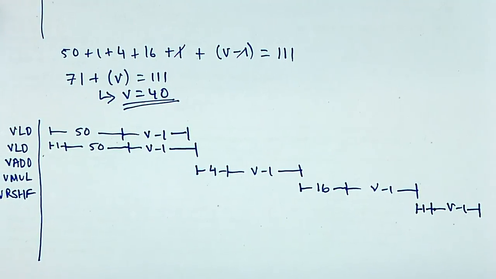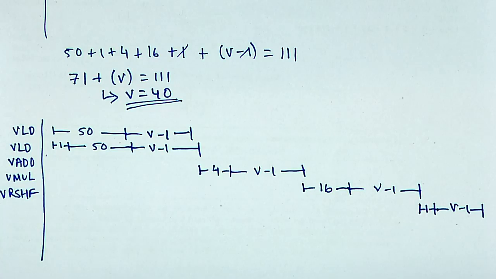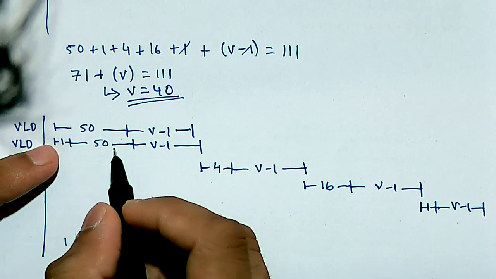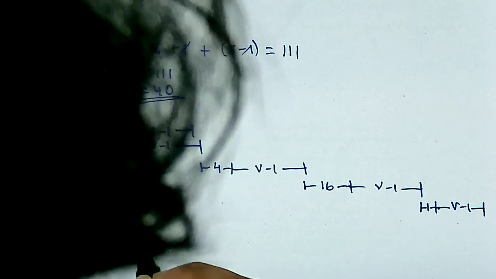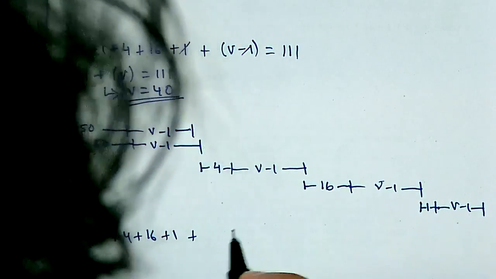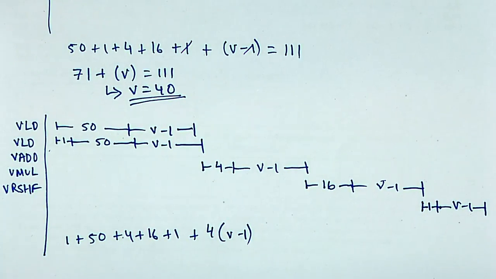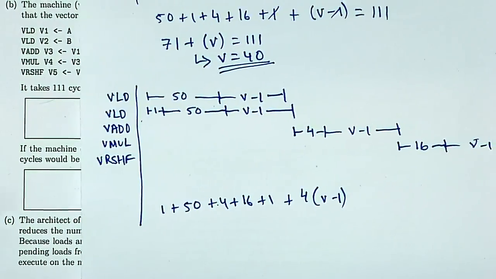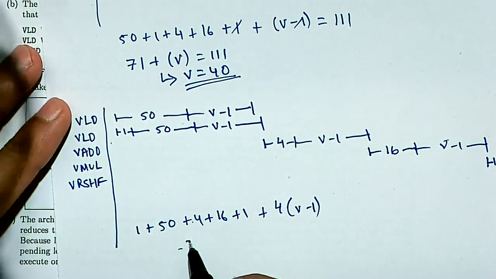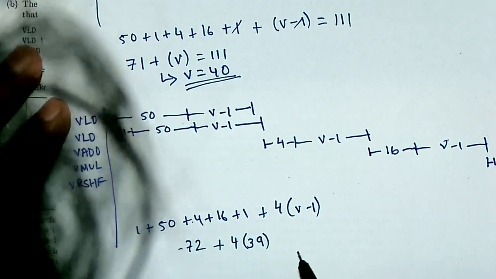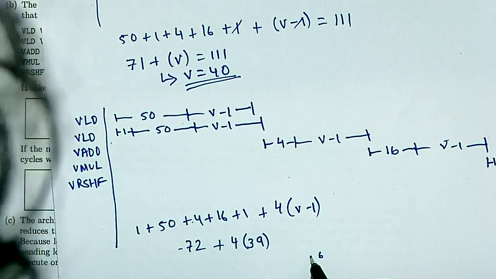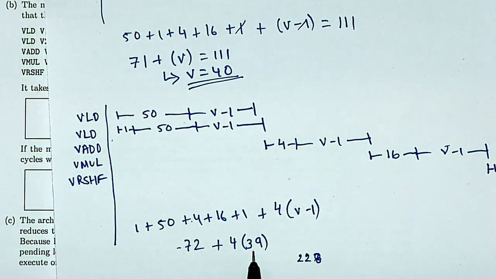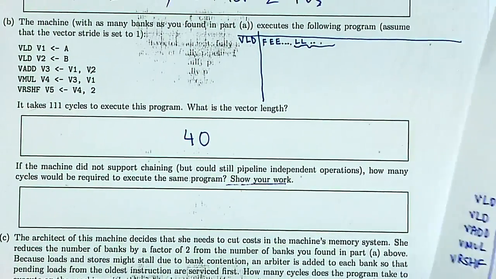Now that we have the timing diagram, we basically just go up and add everything together with the number 40 for v. This results in 1 plus 50 plus 4 plus 16 plus 1, plus 4 times v minus 1, so that's our expression, where v is 40. Do you just have the number for it? I don't feel like adding. So this is 72 plus 4 times 39, 156. Yeah, 228. Is that right? Yeah, okay. So we have this number.